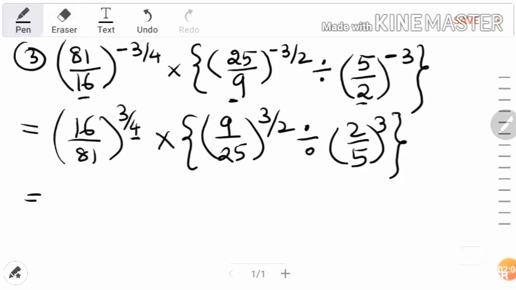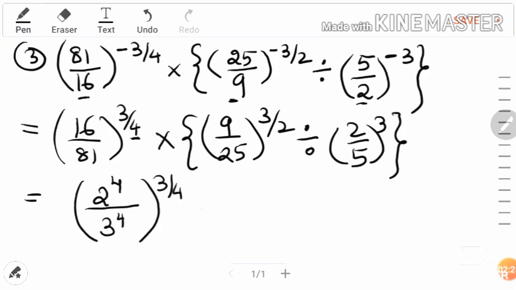Similarly, 81 will be written as 3 to the power 4 and not 9 to the power 2. So let's write down (2 to the power 4 divided by 3 to the power 4) whole to the power 3 on 4 multiplied by.